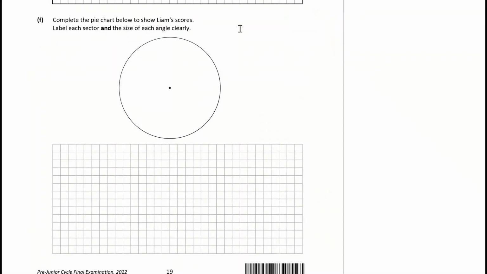Final part, part F. Complete the pie chart below to show Liam's scores, label each sector and the size of each angle clearly. So a full pie chart is out of 360 degrees, so that's our full circle. Liam has 72 arrows, so I basically just want to find out, first of all, what size angle represents each arrow. So if I divide 360 by 72, I get 5 degrees. So in other words, one arrow is representing 5 degrees on my pie chart.